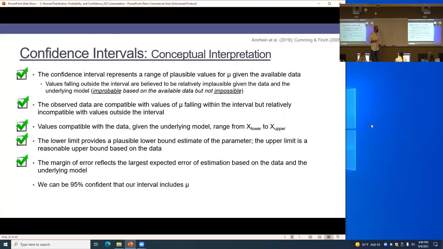We can be 95% confident that our interval includes our mean. No, we don't want to do that. I mean, you'll see this, right? And, you know, I'm not suggesting that you go through and police people in terms of how they're going, and don't get in your advisor's grill about their interpretations of anything, right?